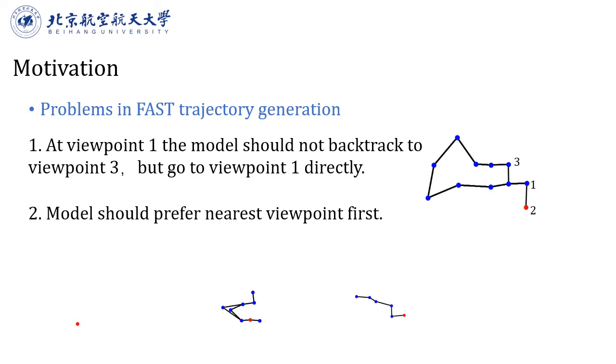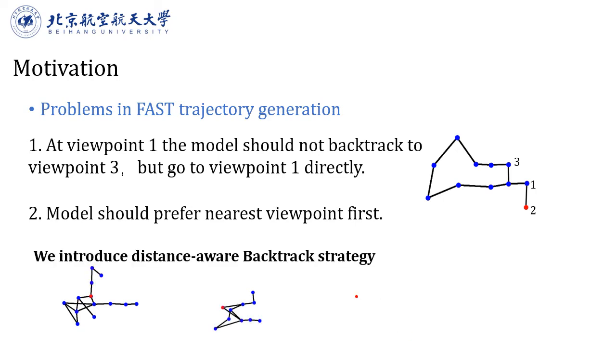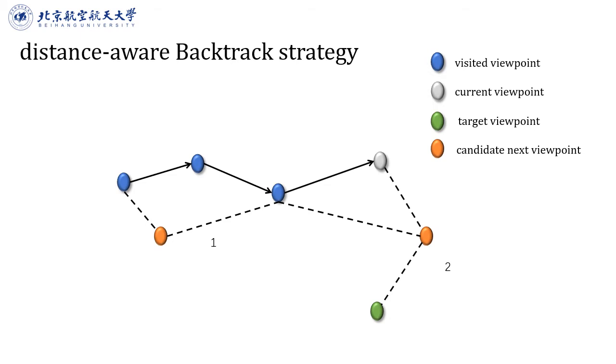Why not make the model consider the nearby viewpoint first? So we propose the distance-aware backtrack strategy. This picture shows a trajectory generation time step of FASA. In this graph, the blue points are the points that have been navigated. The white one is where the agent is now. The orange one is the next candidate viewpoint. The green one is the target viewpoint.